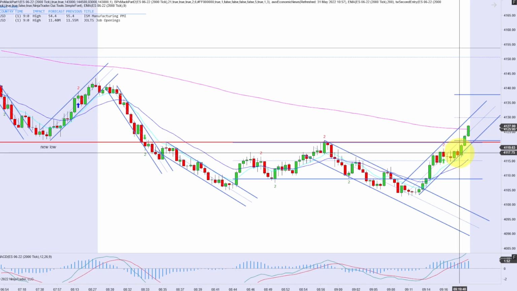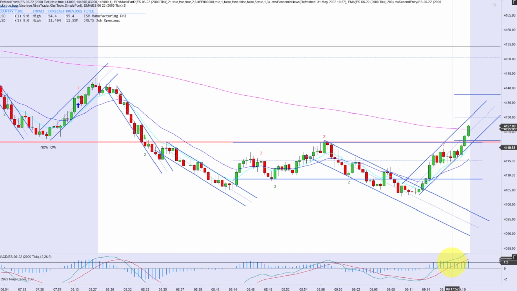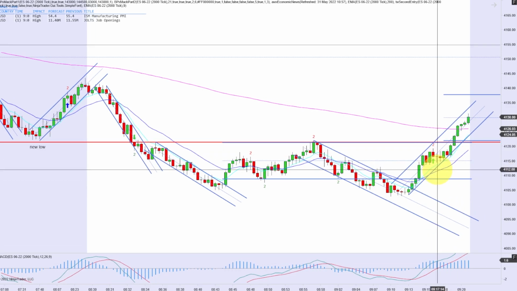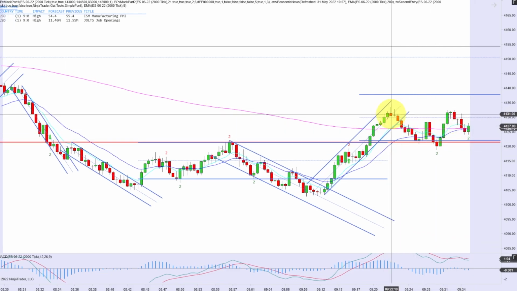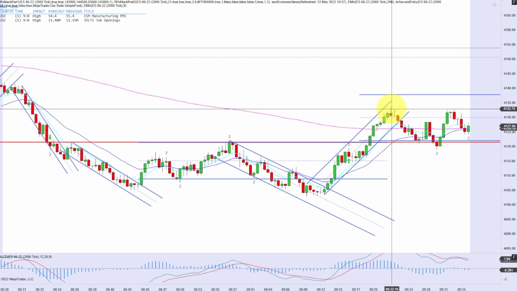So I started to see overlapping bars. MACD started to lose momentum. I just didn't want to take that risk. So again, sitting on my hands as prices continue to oscillate here, we get a second entry long as prices come down.